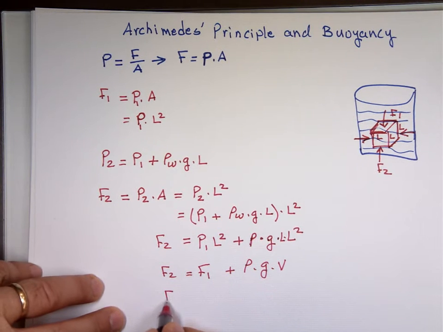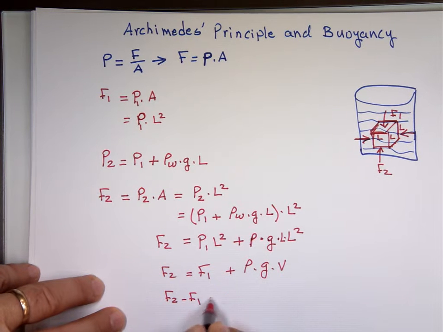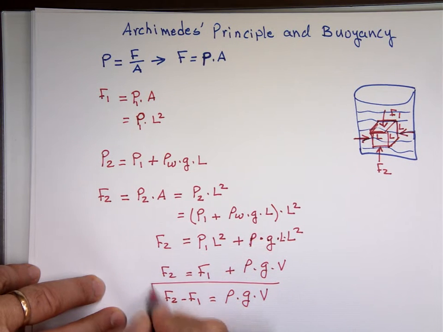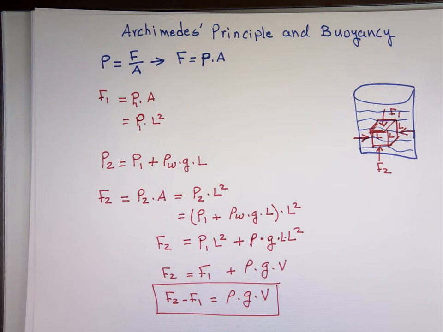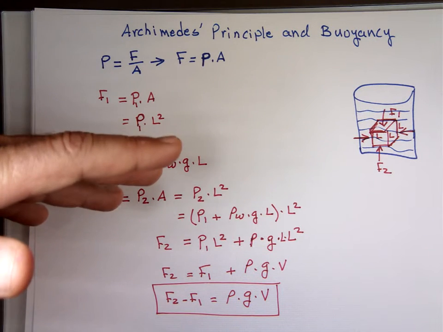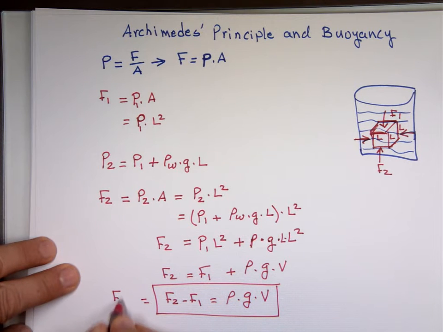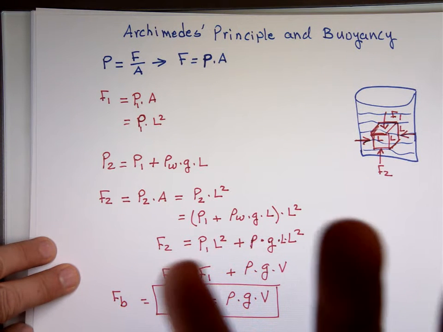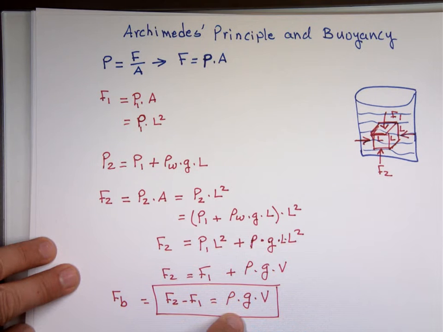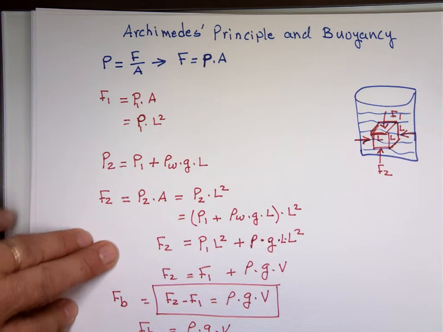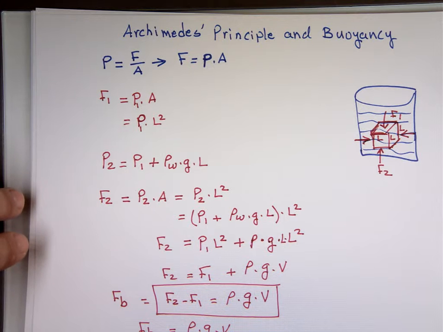So what's the difference between the two forces? It's rho times gravity times the volume. That's the difference between the two forces. Well, where is that force coming from? This is really the buoyancy force pushing upward. The water pushing up on you with the force of rho times gravity times volume. So F buoyancy is equal to rho times gravity times the volume. And that's the equation I was trying to derive there.